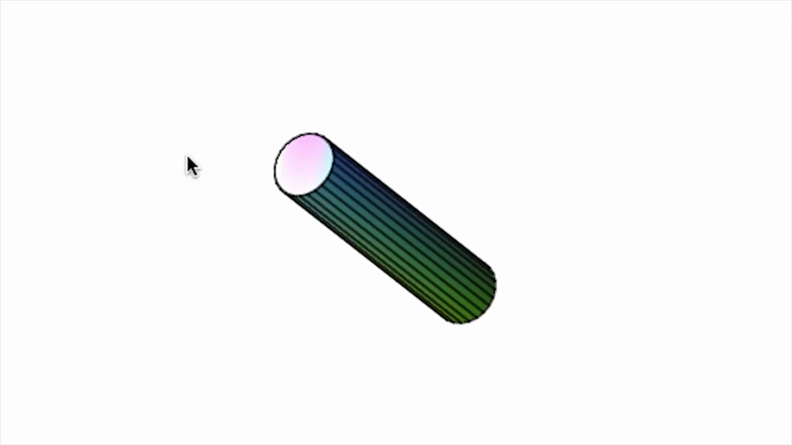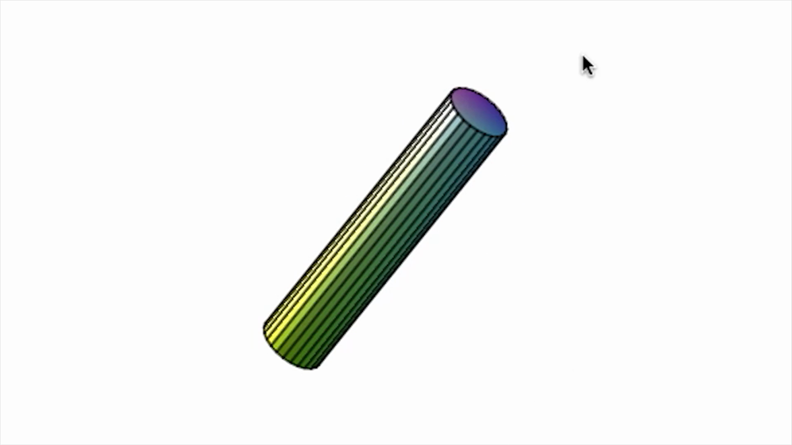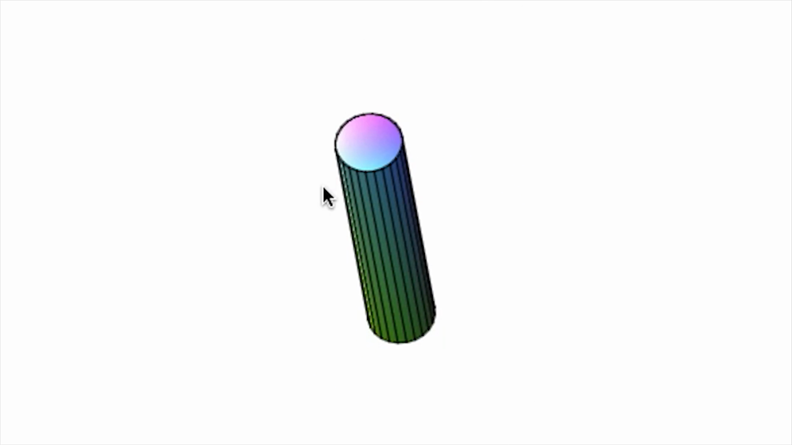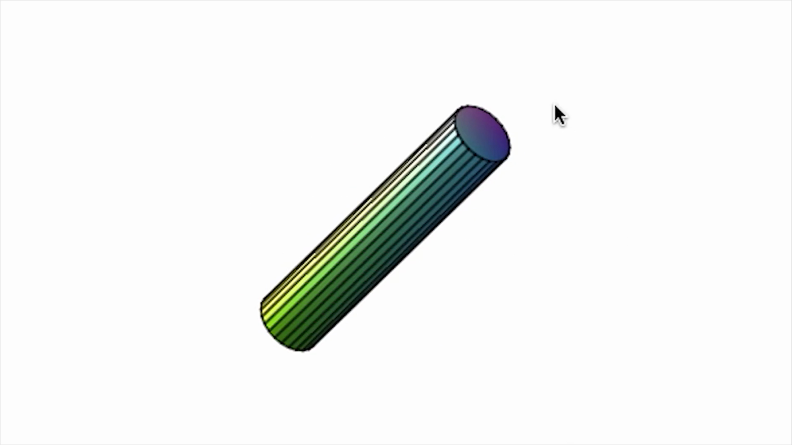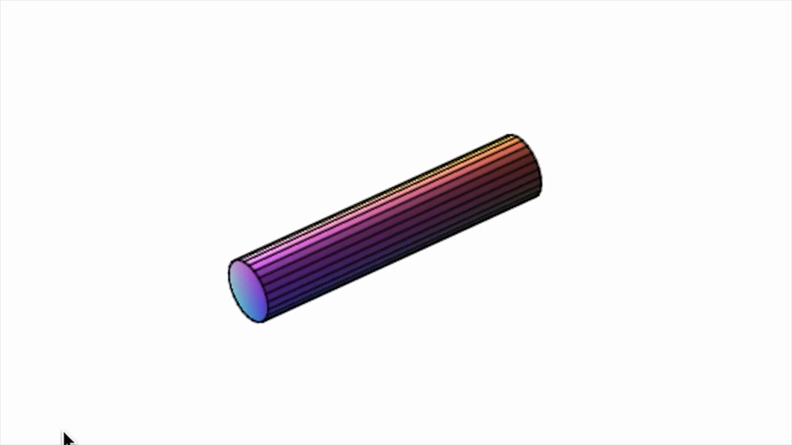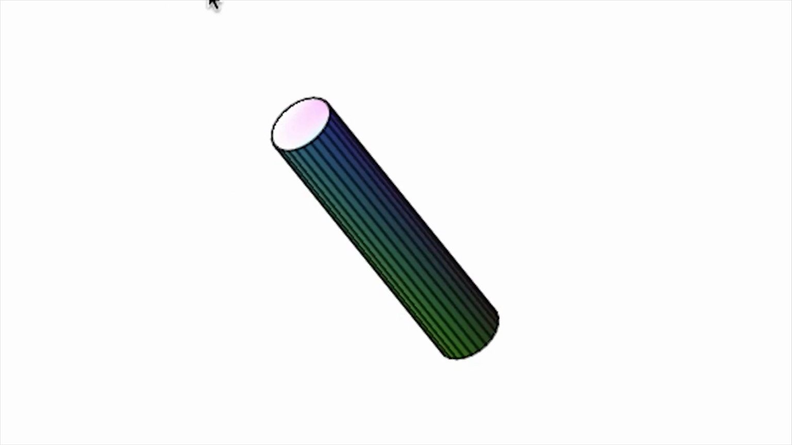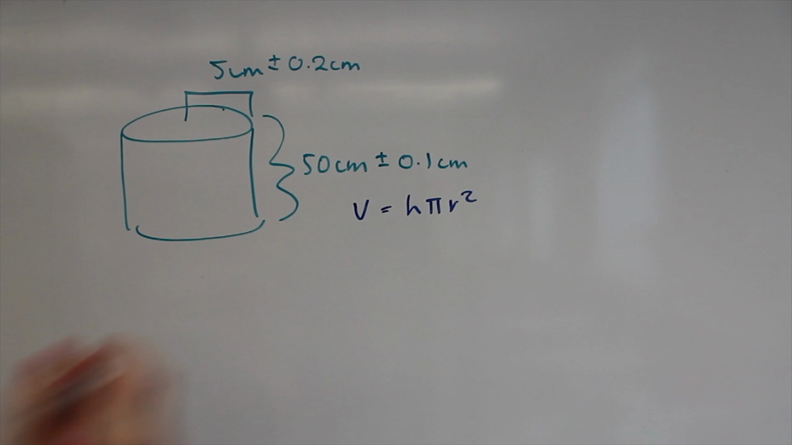Here is an application example. The dimensions of a cylinder are height is 50 centimeters plus or minus 0.1 centimeter, and the radius is 5 centimeters plus or minus 0.2 centimeters. So given these parameters, to estimate the largest possible error when calculating the volume, we do the following.